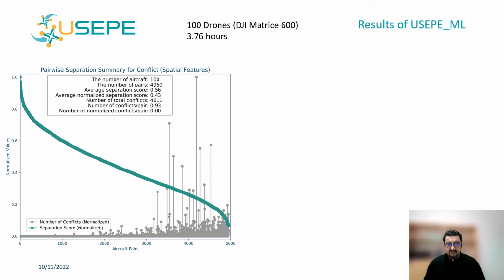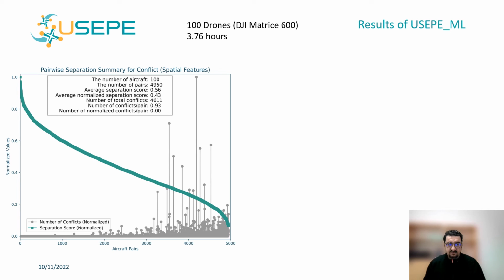For the plot on the left hand side, the horizontal axis shows the number of aircraft pairs and the vertical axis shows the normalized values. Green line shows pairwise scores, gray dots show the normalized number of conflicts. As you can see on the plot, lower scores correspond to a higher number of conflicts. For the plot on the right hand side, the horizontal axis shows aircraft pairs. Vertical axis shows conflict durations and normalized pairwise scores. In this plot, pairs with lower scores spend more time in conflict.